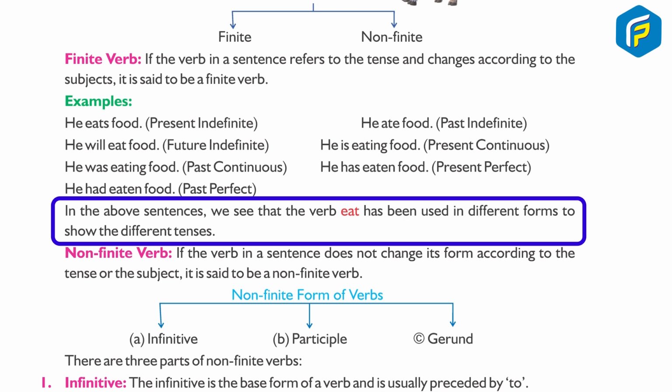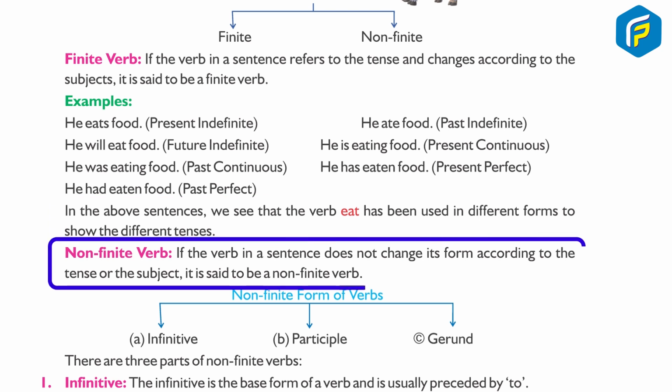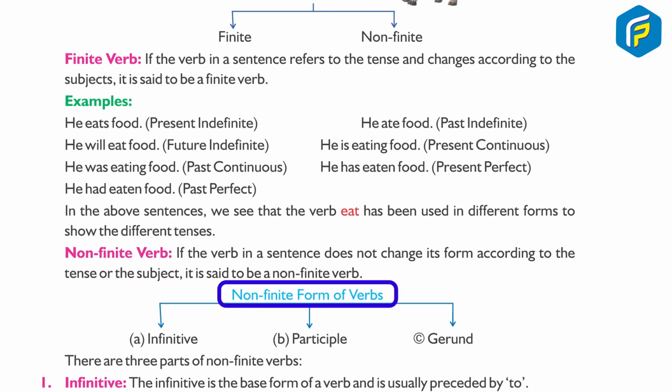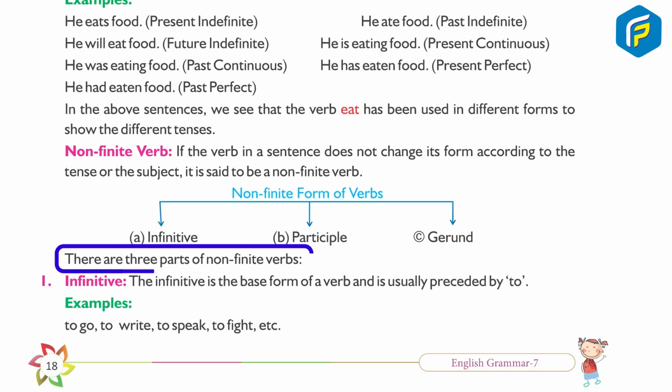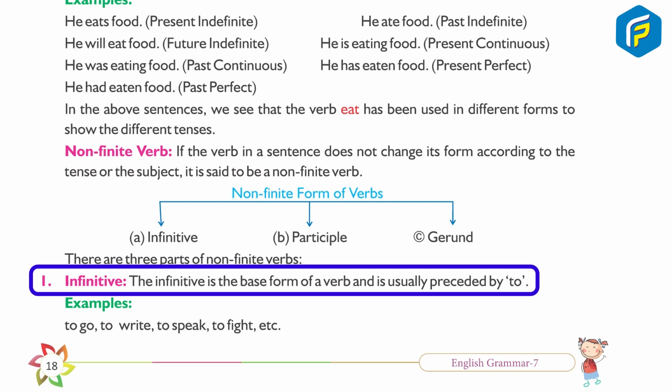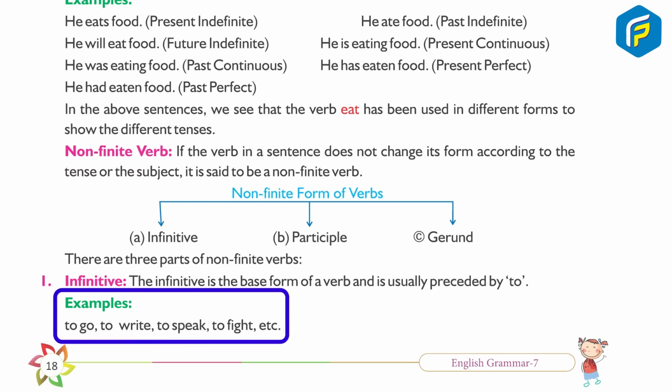Non-finite verb: if the verb in a sentence does not change its form according to the tense or the subject, it is said to be a non-finite verb. Non-finite forms of verb: infinitive, participle, gerund. There are three types of non-finite verbs. 1. Infinitive. The infinitive is the base form of a verb and is usually preceded by to. Examples: to go, to write, to speak, to fight, etc.